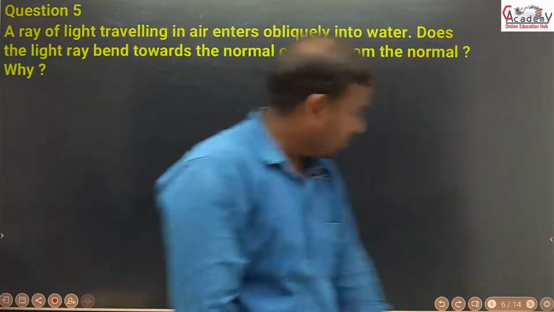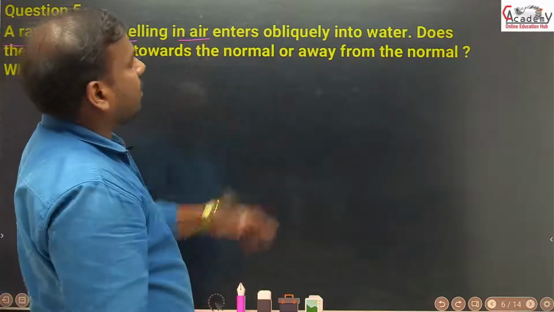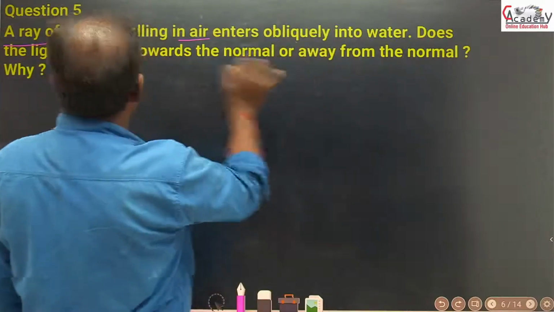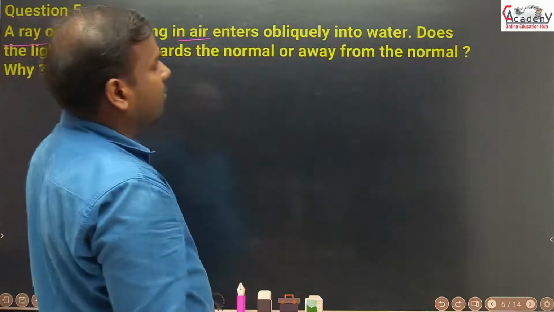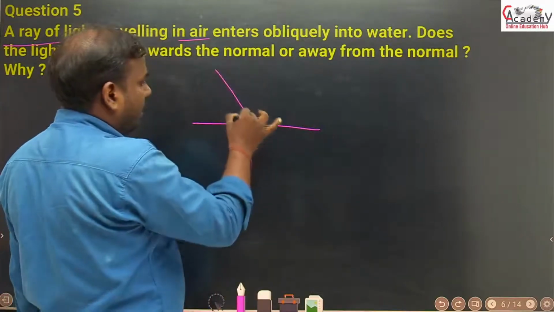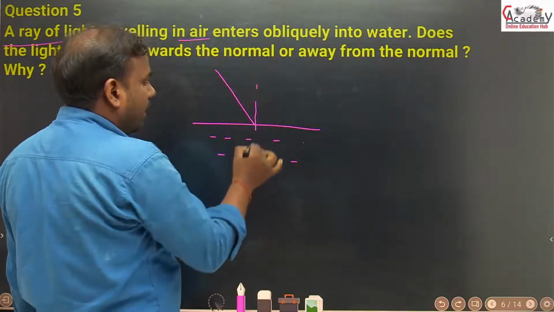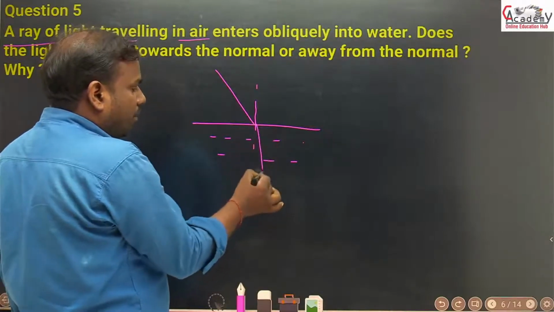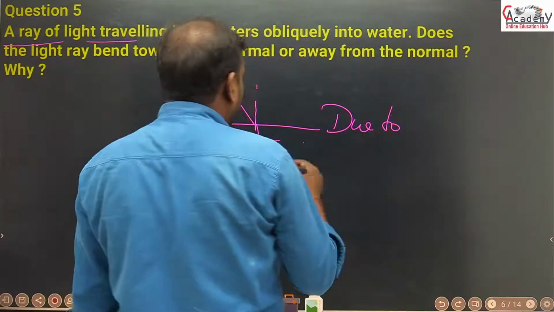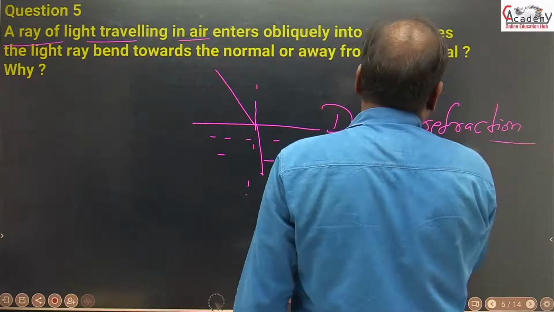Now next: a ray of light traveling in air enters obliquely into water. Does the light bend towards the normal or away from the normal? Why? When a ray of light enters the water, it always bends towards the normal due to refraction.